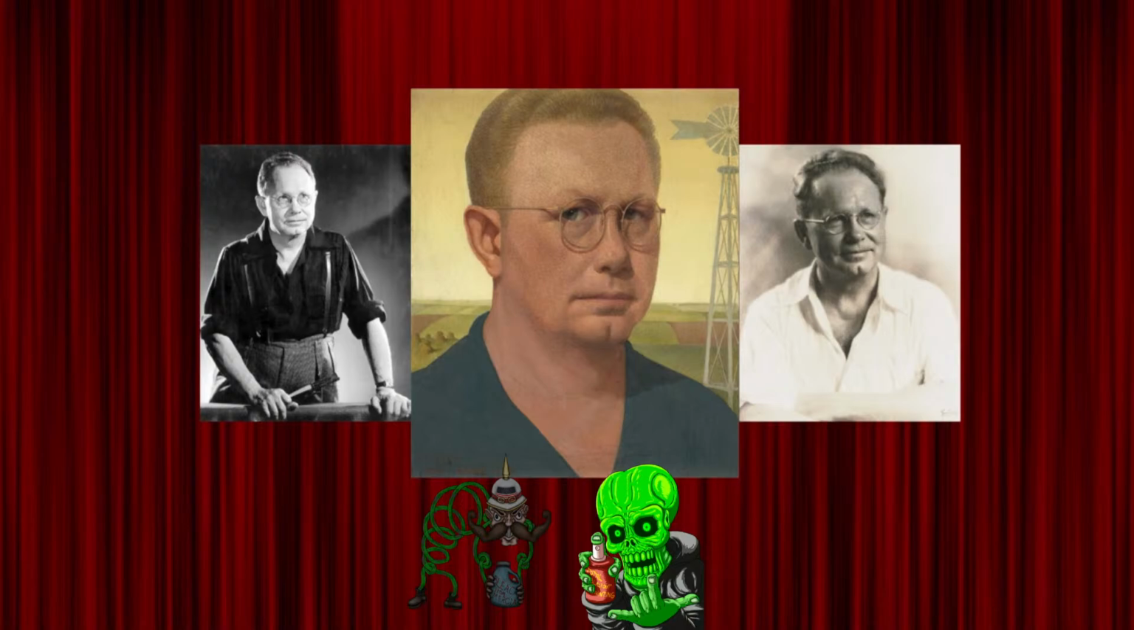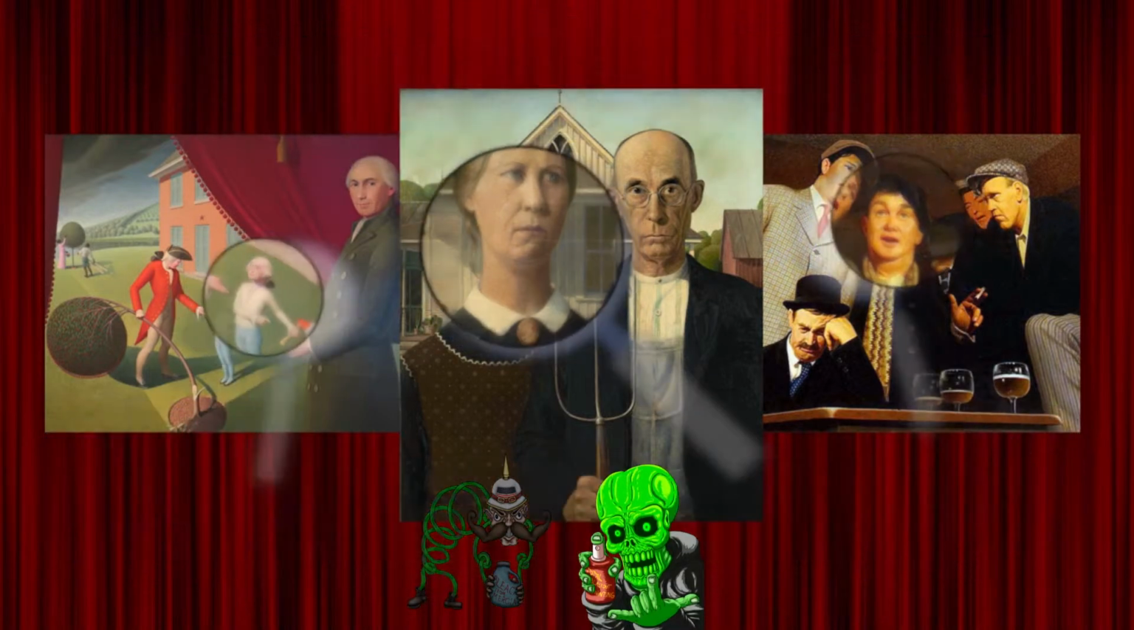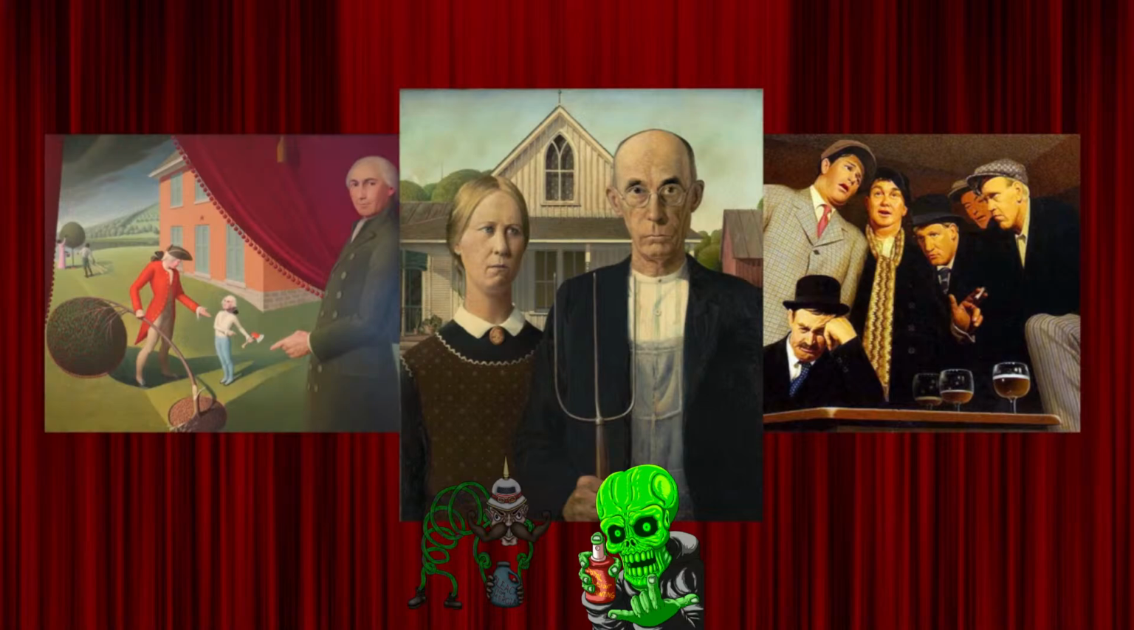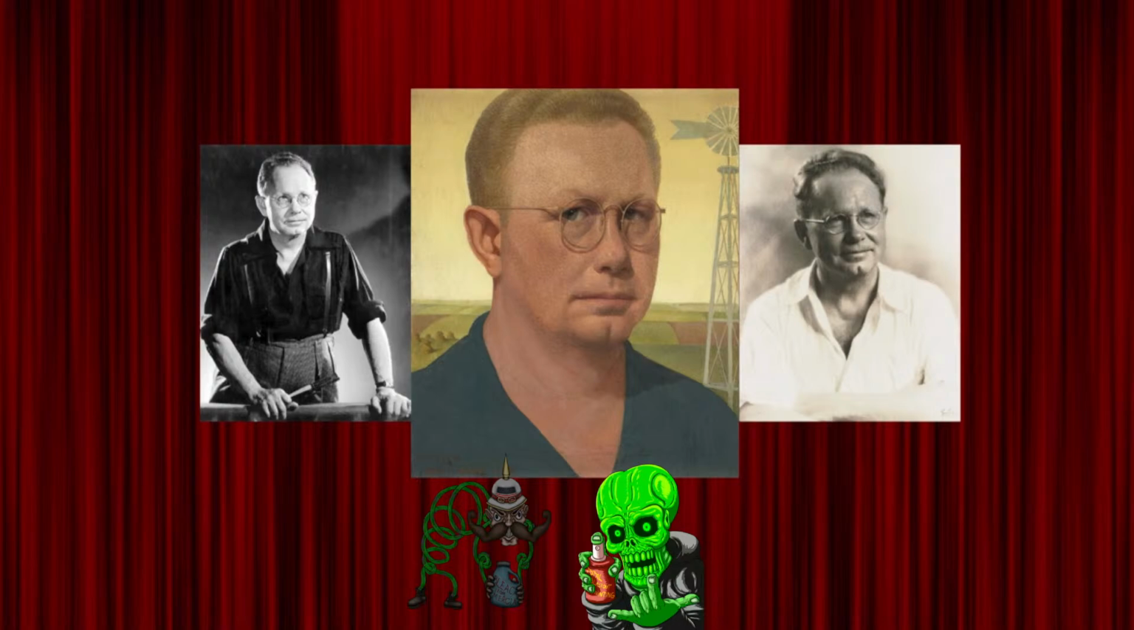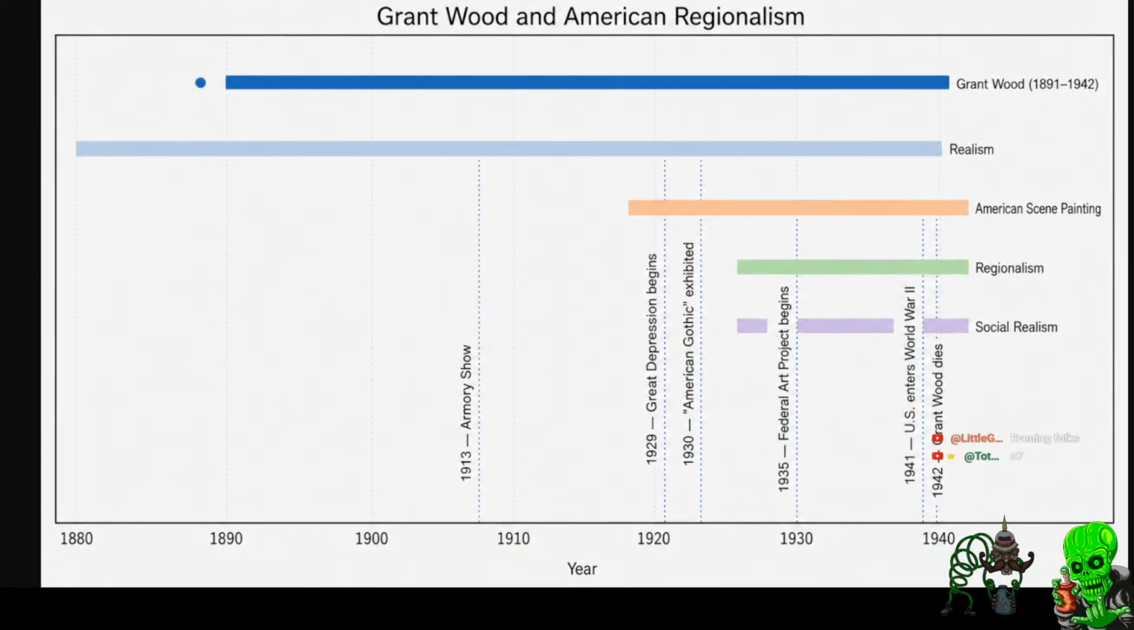Hello, thank you. Today we are taking a bit of a change. We're moving into more modern times with Grant Wood, who was an American regionalist painter. We'll talk a little bit about what regionalism is, and we'll talk about his interesting but short life. First and foremost, we'll jump over to our regular art timeline.